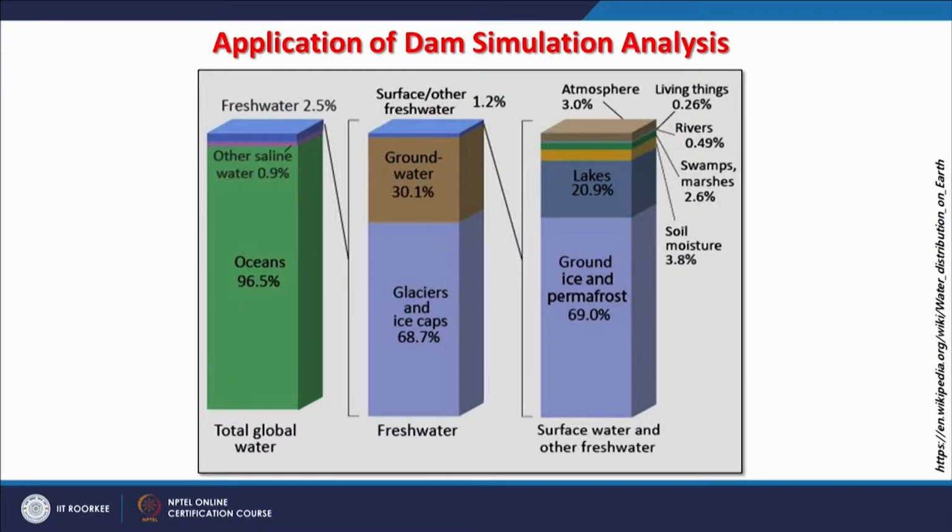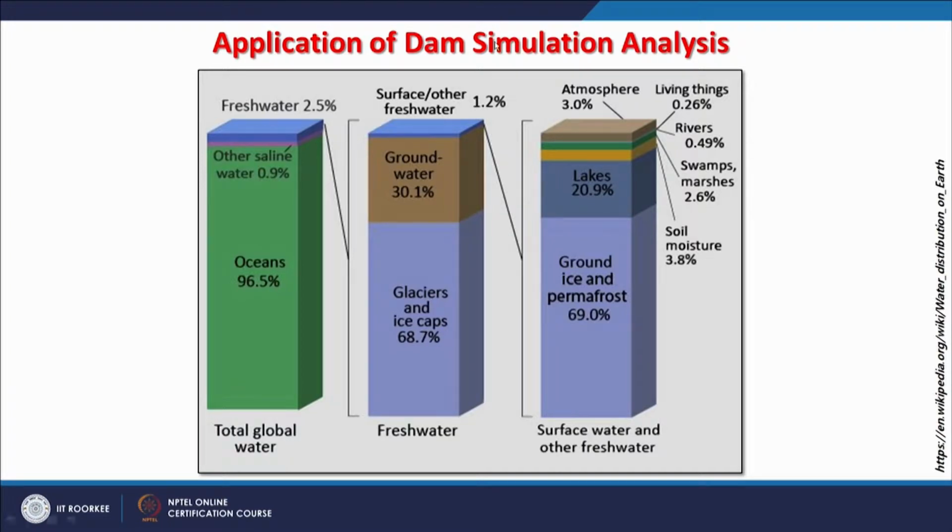As we know, of the total global water, fresh water is just 2.5%, and that is the most precious water, because 96.5% of water is in the oceans. We have other saline water maybe in some lakes. The fresh water is only 2.5%, and out of that 2.5%, 68 or 67% is available in glaciers or ice caps. Only 30.1% of water is available in the form of groundwater.